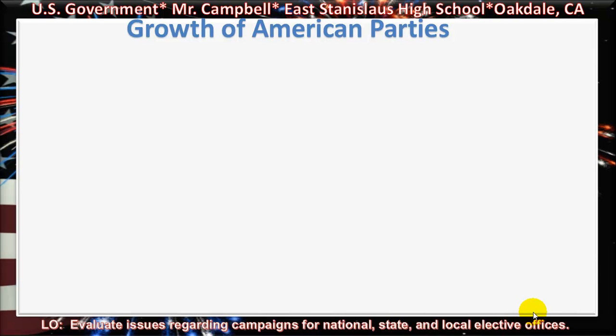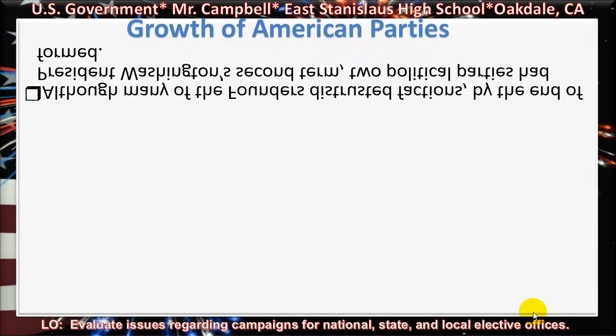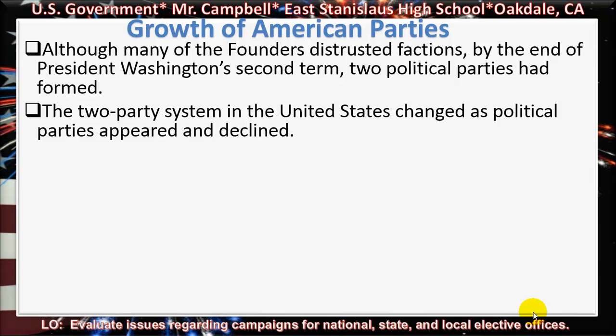Now looking at the growth of American parties. Although the founders, or the founding fathers, distrusted factions, by the end of President Washington's second term, two political parties had formed. Those were the Democratic Republicans and the Federalists. Those were the first two political parties. Now, of course, over the years, things have shifted, and those are no longer the two major political parties.